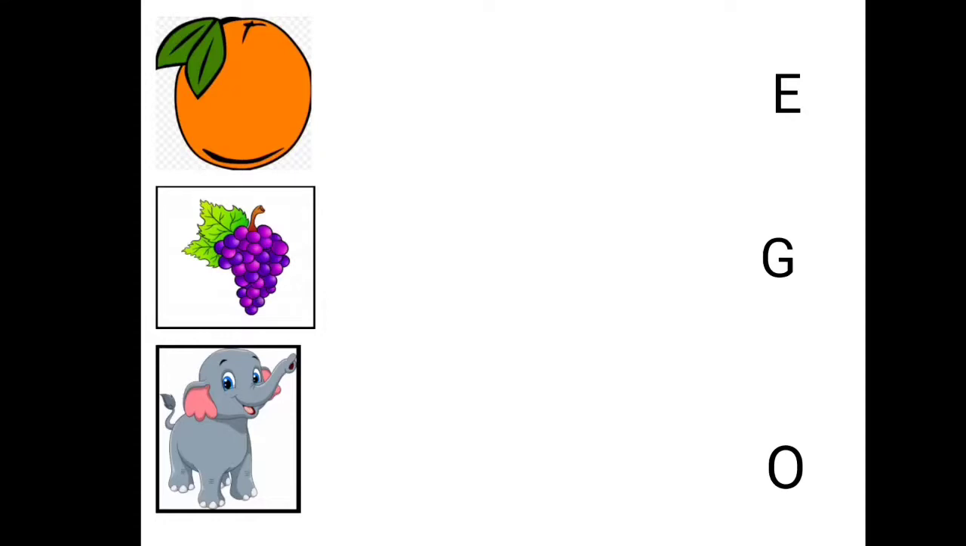Tell me, which is the first picture? Which is the first picture over here? Can you see? Is it orange? Okay. So, let's match orange. Which is the letter for orange? Yes. O. So, let's match it with O.